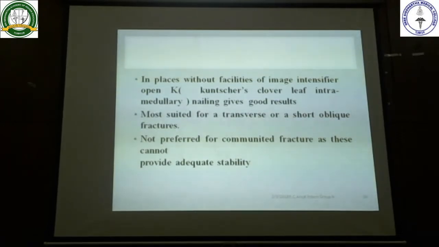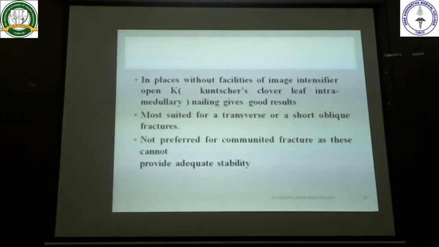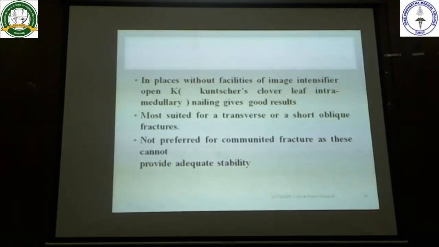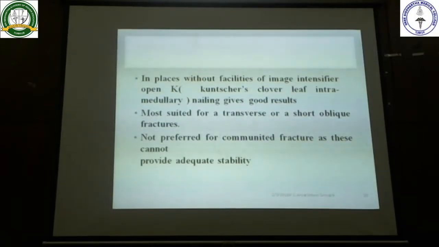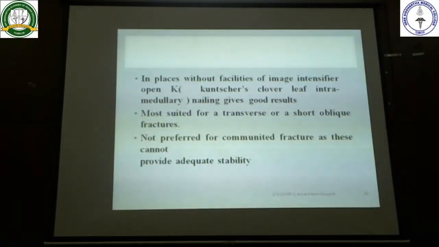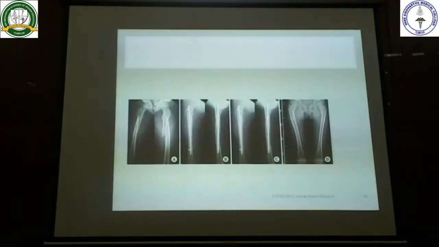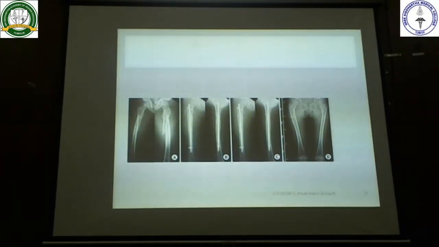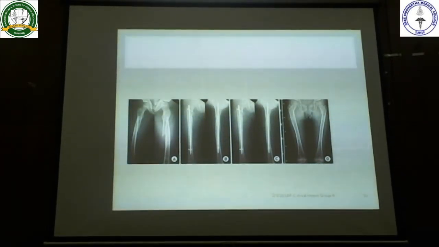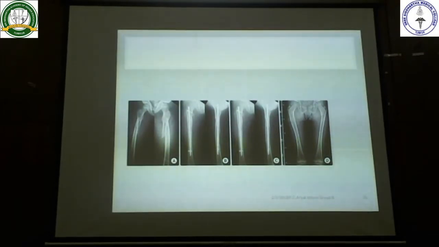It can be used. Clover leaf. It is shaped in the form of a clover leaf. Its transverse section, its cross section, is shaped like a clover leaf. That is why it is called a clover leaf nail or K-nail. Right? That can also be used. So these are just some pictures of the fracture as well as after fixation with the intramedullary nail. You can see that there.